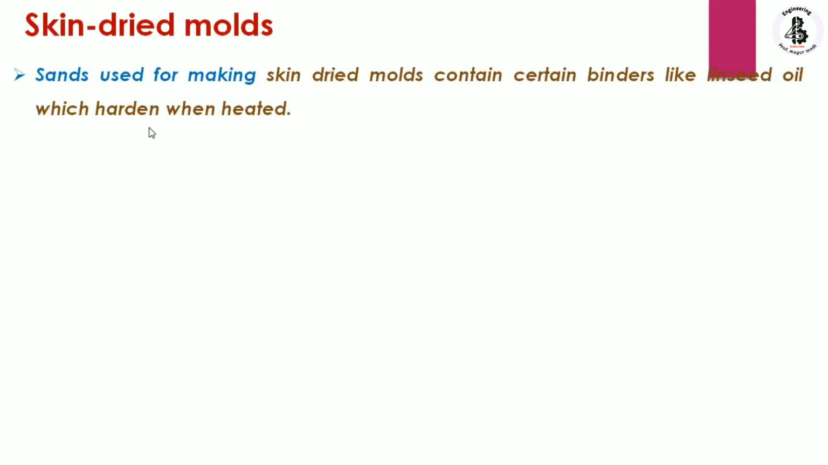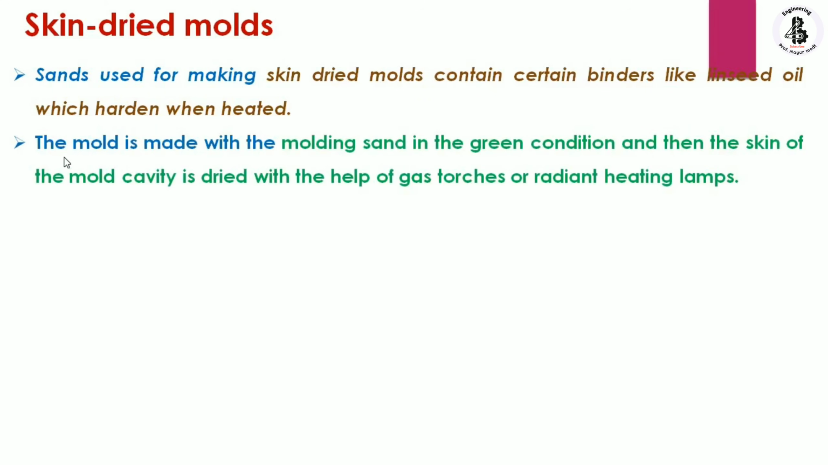Skin dried mold. Sands used for making skin dried molds contain certain binders like linseed oil, which harden when heated. The mold is made with the molding sand in the green condition and then the skin of the mold cavity is dried with the help of gas torches, or you can say radiant heating lamps. So by the torch, or by the radiant heating lamps, it should be dried.